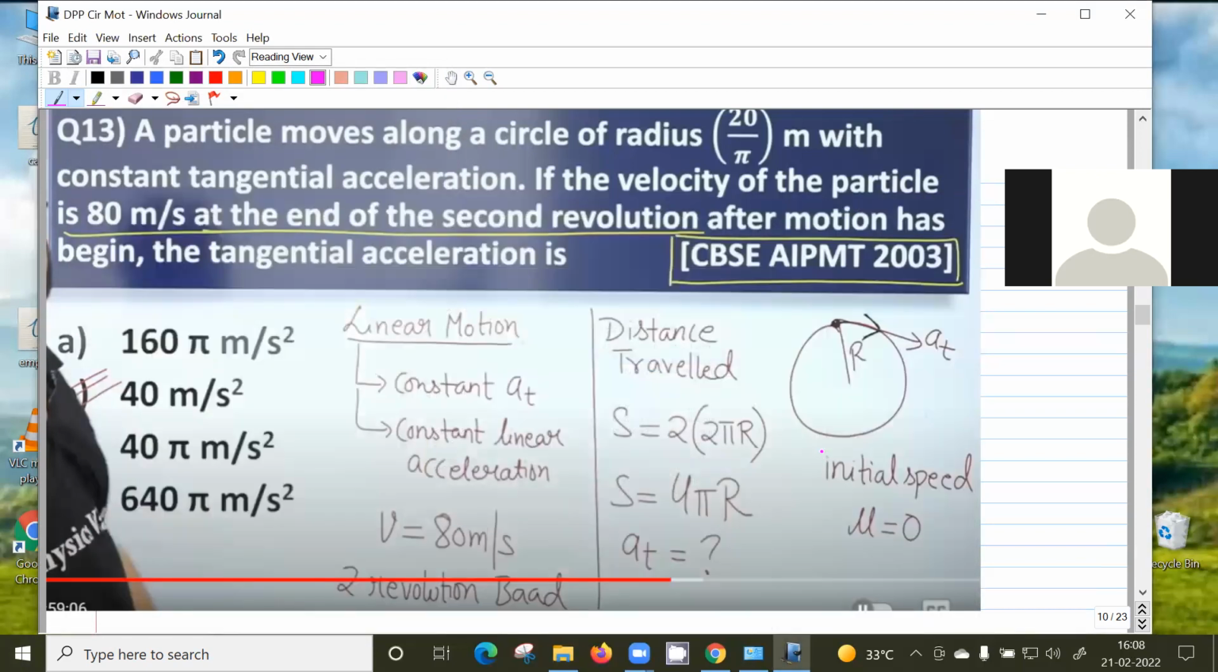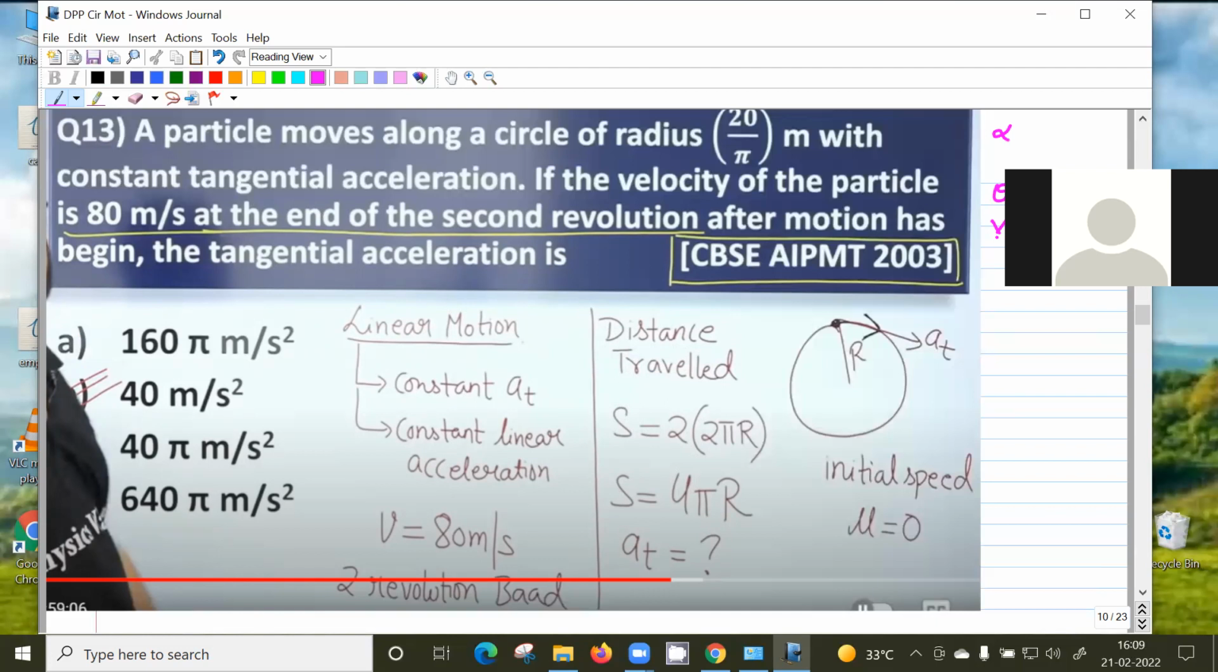Got the answer? Sir? Got the answer? No, sir. You know how to do, right? Alpha t is given. Kinematic equation only, no, sir. The velocity at the end of second revolution. So 2 revolutions means I know the corresponding theta. I know the final velocity v. Okay, and r is known, so I know omega the final also.